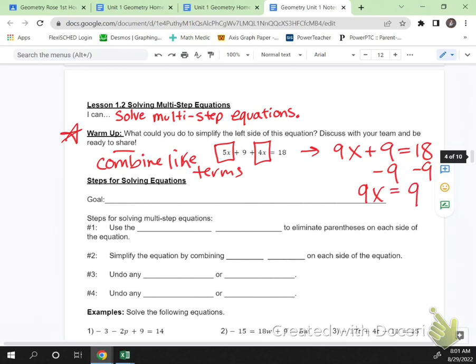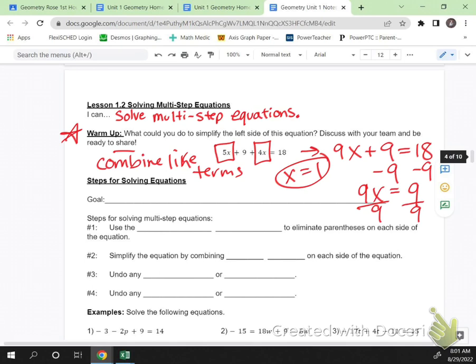Who can tell me the last step? What do you think? Divide both sides by 9. Therefore, x equals 1. Give me a thumbs up if you had that on your paper. Fantastic. If you didn't have that, fix your mistakes.